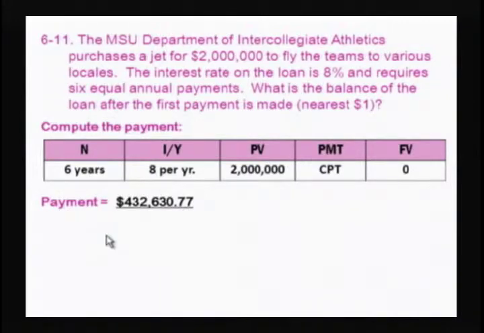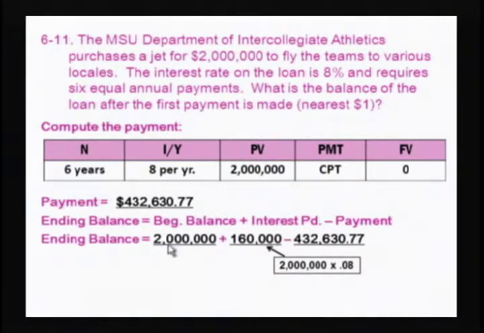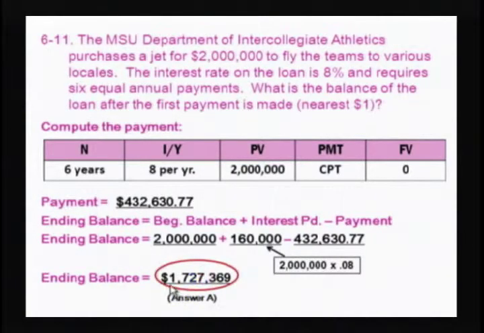$432,630.77. To calculate the balance on the loan after the first payment is made, we'll take the $2 million we borrow, add 8% interest for the first year, and then take off this payment that is made. So before we make the first payment, we owe the $2 million plus the 1 year's interest of $160,000. So before we make the first payment, we owe $2,160,000. When that payment comes off, then the balance is paid down to $1,727,369.